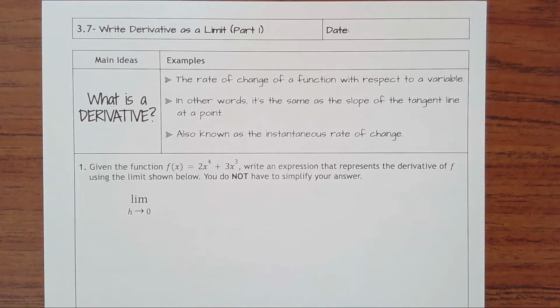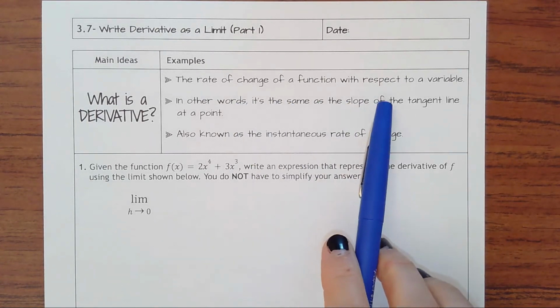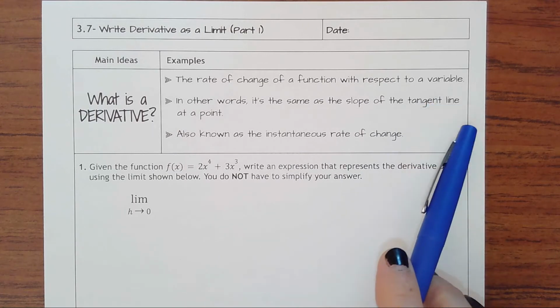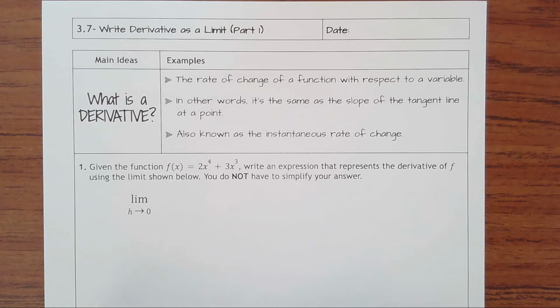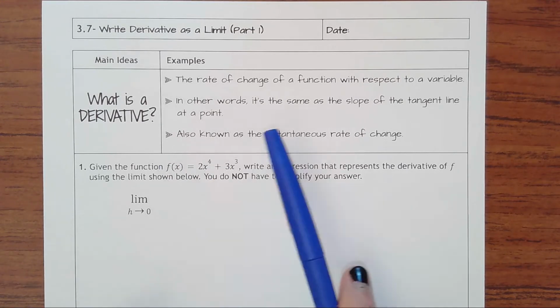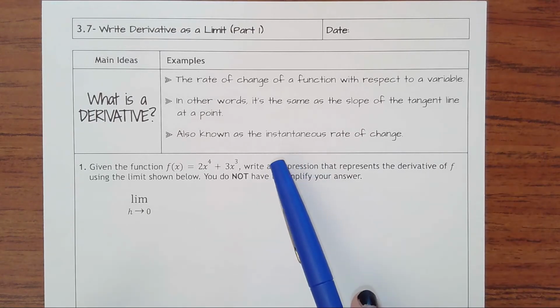3.7, write derivative as a limit. This is part 1. What is a derivative? A derivative is the rate of change of a function with respect to a variable. In other words, it's the same as the slope of the tangent line at a point. So sometimes you'll hear to derive something, you'll be asked what is the derivative. It's just the same thing we've been doing, finding the slope of the tangent line at a point.